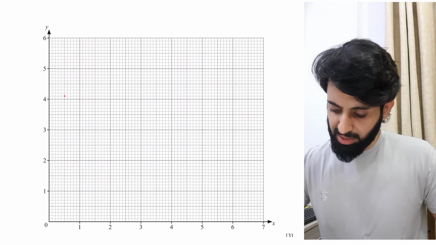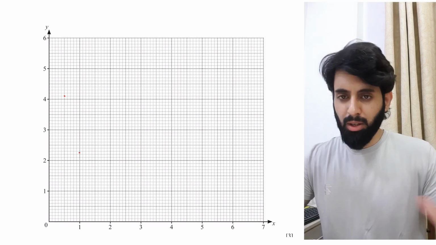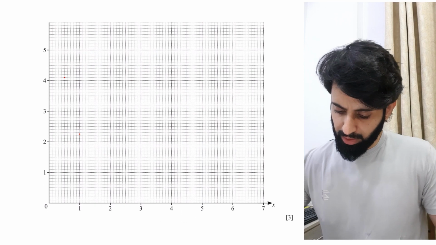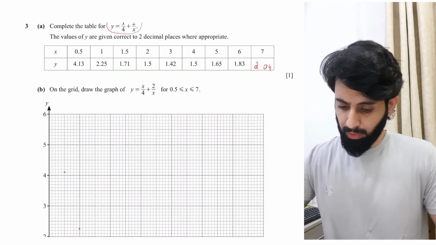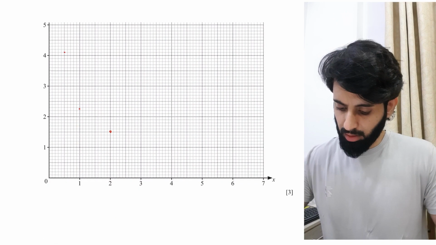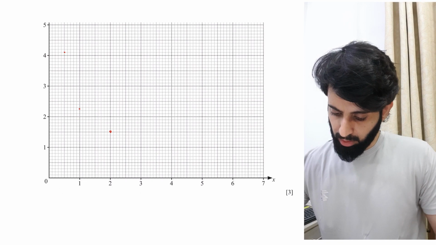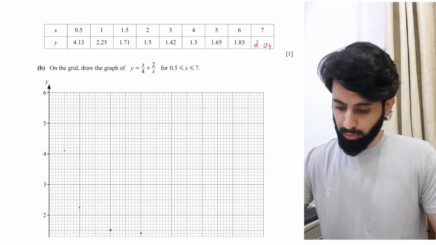I'm going to try to be as accurate as possible. I'm going to try and place it between 2 and 2.5. Then at 2 you have 1.5. So this you can do fairly accurately. And then at 3 you have 1.42. So let's lock it at 1.4.